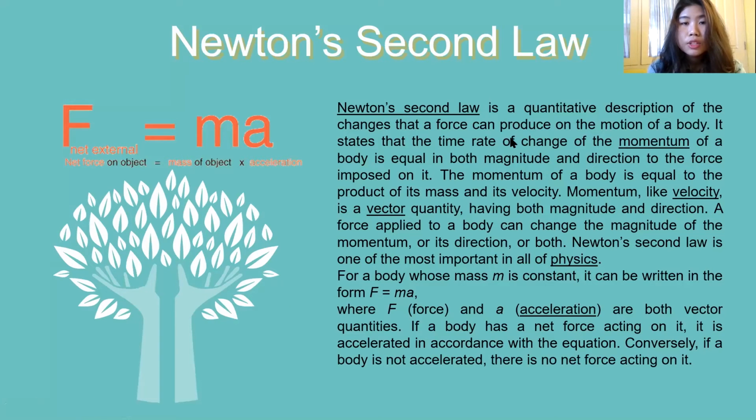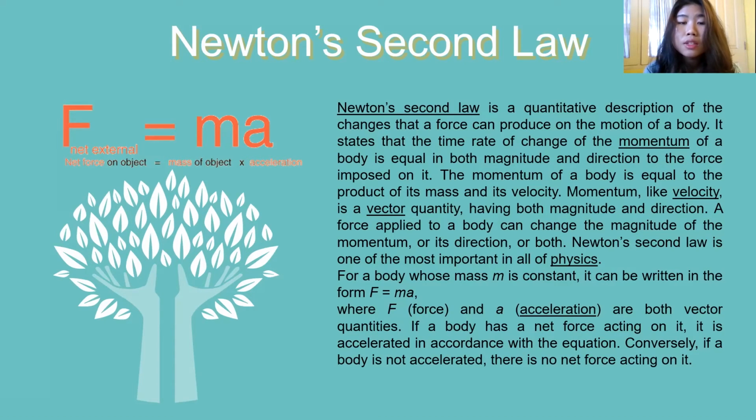And Newton's second law. Newton's second law is a quantitative description of the change that a force can produce on the motion of a body. It states that the time rate of change of the momentum of a body is equal in both magnitude and direction to the force imposed on it. The momentum of a body is equal to the product of its mass and its velocity.